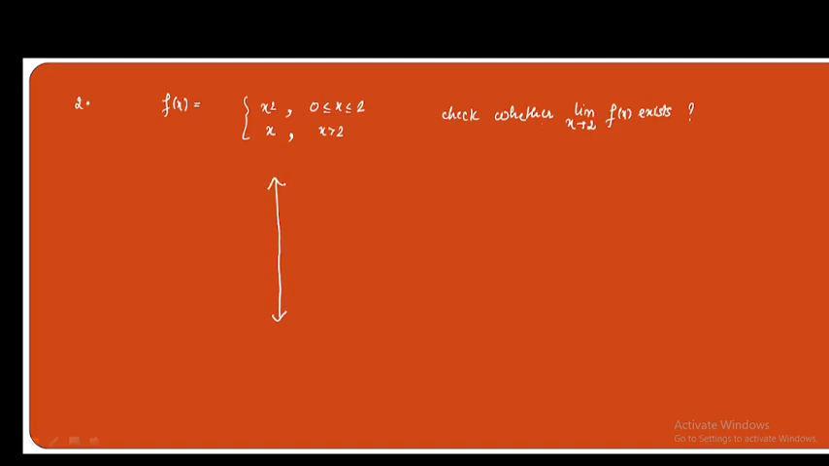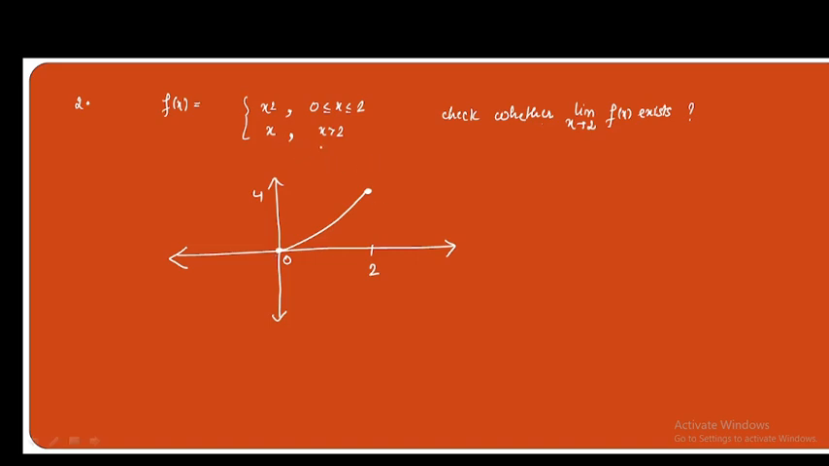First I'll try to draw the graph. This is a piecewise function. Piecewise function means it is divided into separate intervals. So here you have 0 and 2. From 0 to 2 it is x². You know how x² looks like. At 2 it will be 4, at 0 it will be 0. So one point I have got like this, and it is a parabolic curve, so it will look like this.